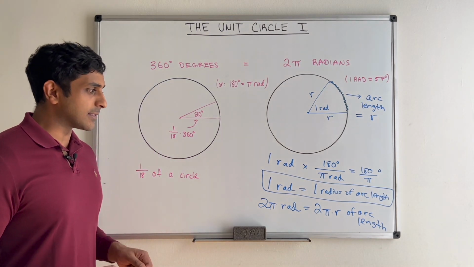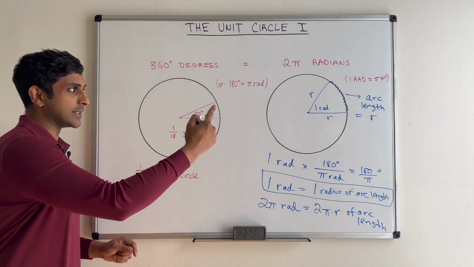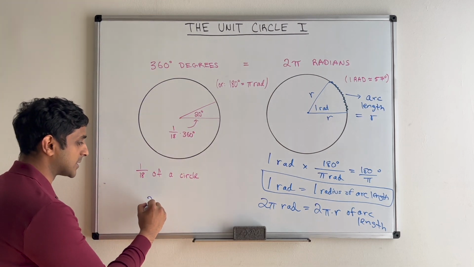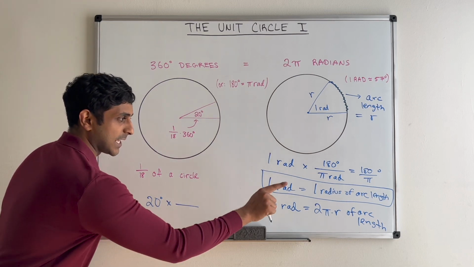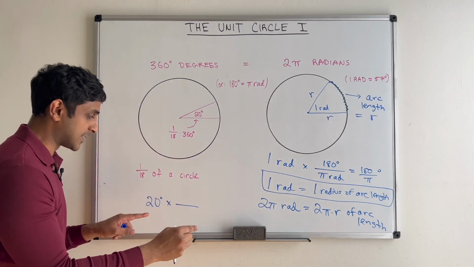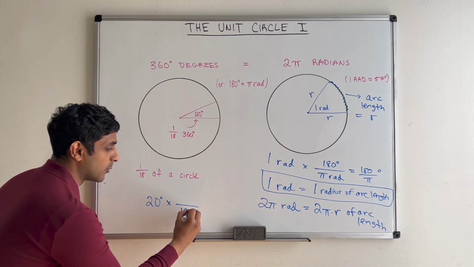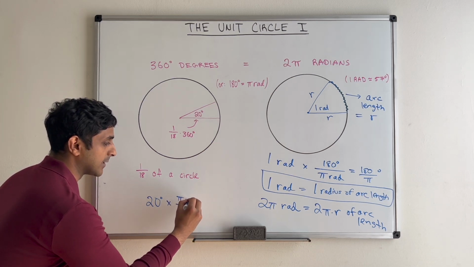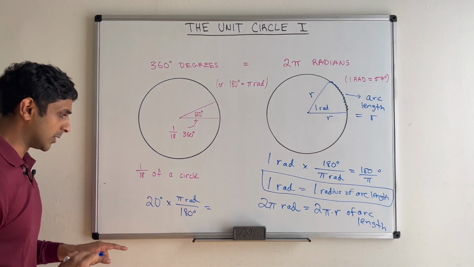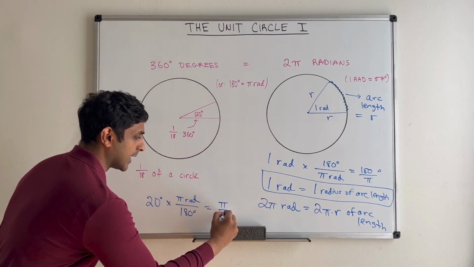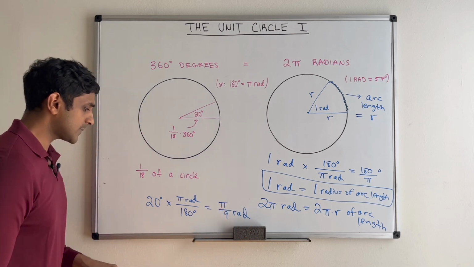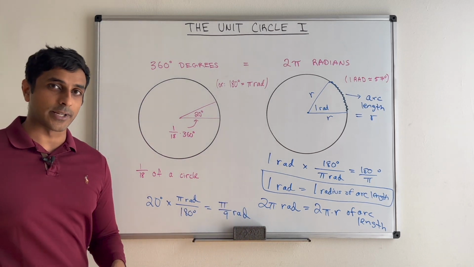With that being said, let's do one example of converting from degrees to radians, just so you know how it's done. If we're starting at 20 degrees, we would multiply that by the same conversion factor, but the reciprocal of it to make sure the degrees cancel. So we would say pi radians over 180 degrees, and that would equal 2 pi over 18, so pi over 9 radians. So 20 degrees is equal to pi over 9 radians.